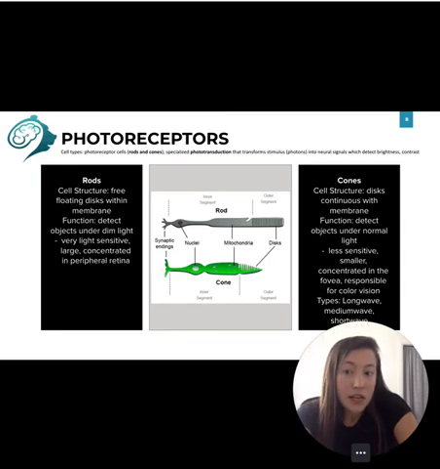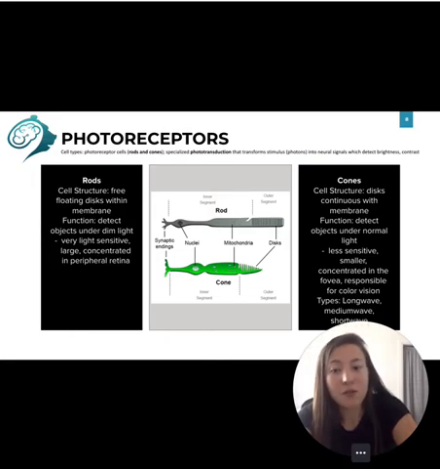So now we get to see these rods and cones. Rods are long, cylinder-shaped cells that appear to have free-floating stacks of disks within the membrane. They're sensitive to low levels of light and are therefore responsible for vision under dim lighting. Cones are responsible for vision in regular light, and the disks are continuous with the outer membrane. Cones can be further categorized by the wavelength of light that they respond to. There are long-wave cones, medium-wave cones, and short-wave cones. It's the integration of these wavelength-specific signals that allow for color vision, as different colors correspond with different wavelengths.